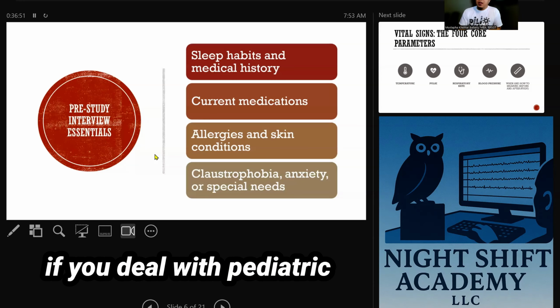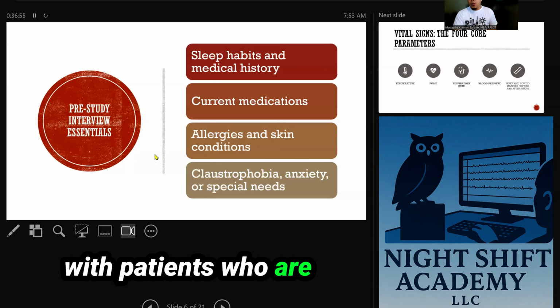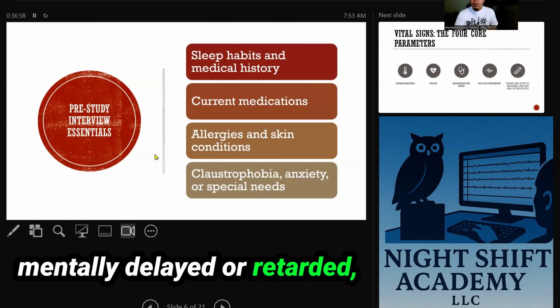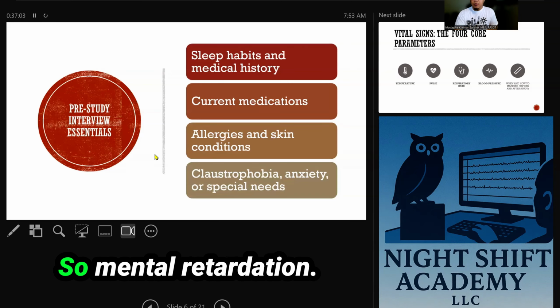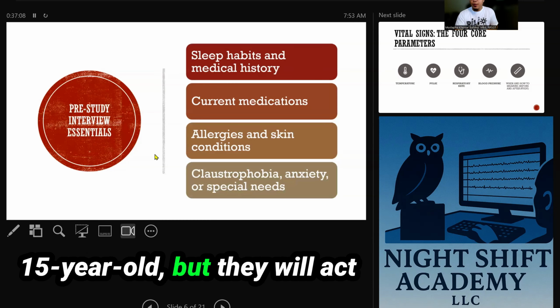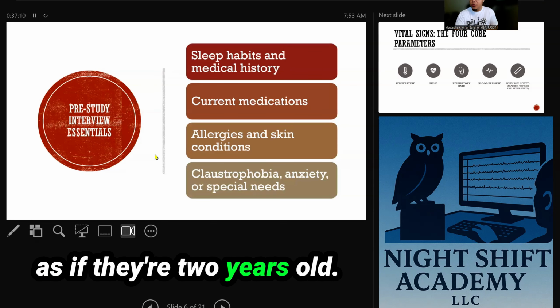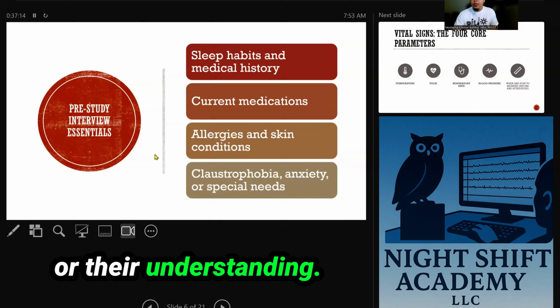Some of these patients, if you deal with pediatrics especially, you can be dealing with patients who are mentally delayed. Some of these patients have Down syndrome. With a mental delay, you might have a 15-year-old who will act as if they're 2 years old. So you have to treat them at the age level of their understanding.